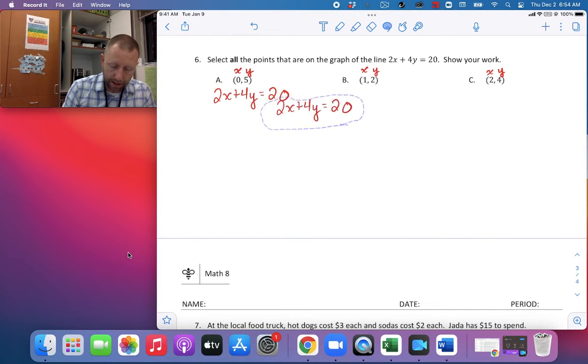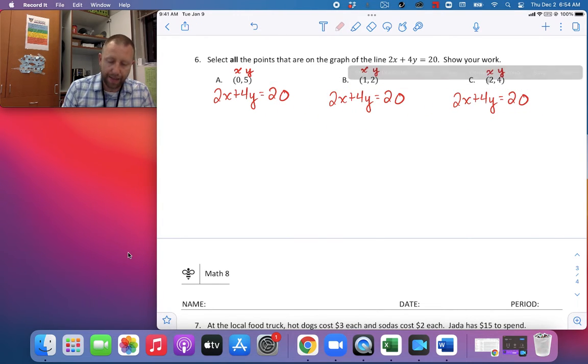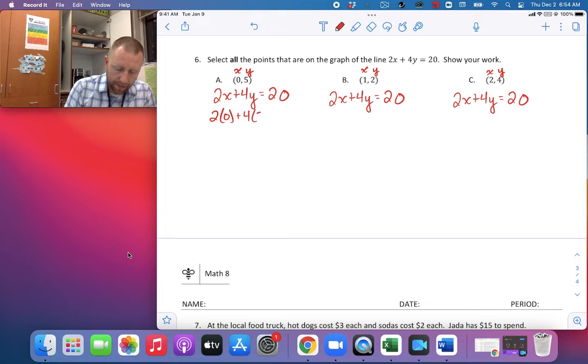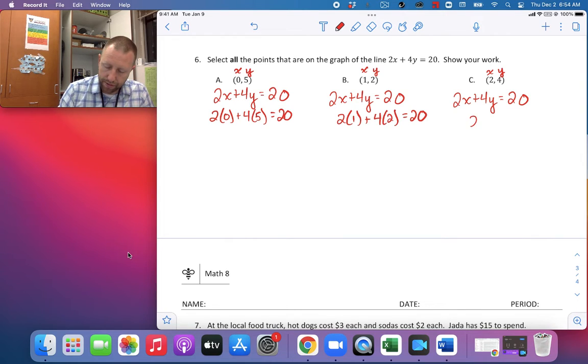Let's duplicate that. And let's duplicate that. I'm going to do that for all of these. And then I'm going to rewrite the equation with those values for x and for y put in there. So for this first equation, that means 2 times 0 plus 4 times 5 equals 20. For the next equation, that's 2 times 1 plus 4 times 2 equals 20. And for the last one, that's 2 times 2 plus 4 times 4 equals 20.